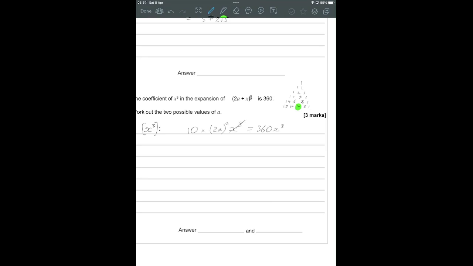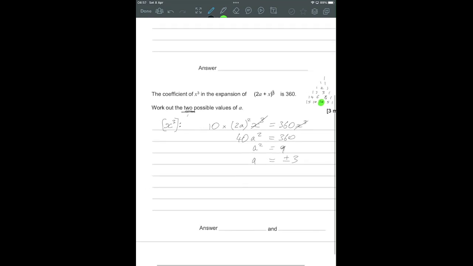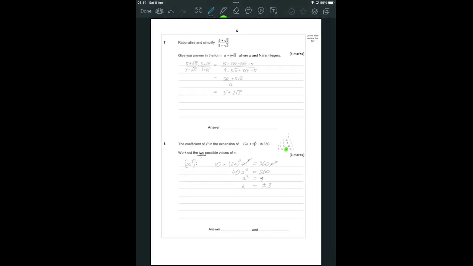Now I don't need the x cubed, so I'm going to cross them out straight away. And now let's simplify the left hand side. 2a squared comes out as 4a squared, so that's 40a squared. So a squared equals 9 and a equals plus or minus 3. Be very careful that you don't lose that plus or minus. The question did tell us quite explicitly to look for two possible values, so finding two values is essential.